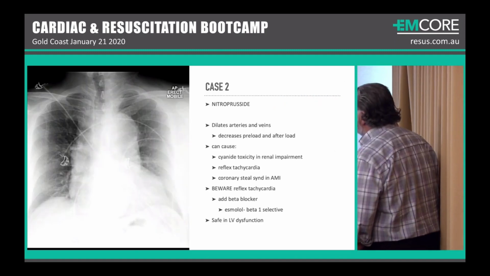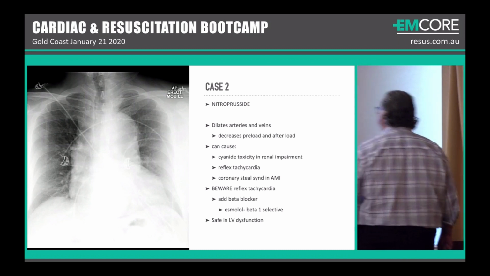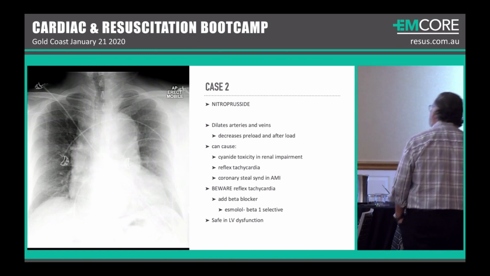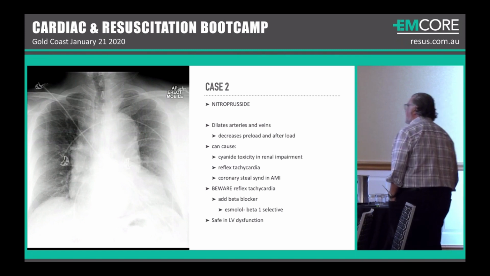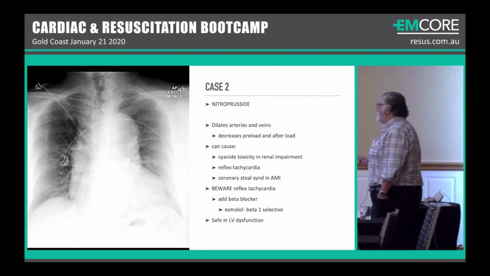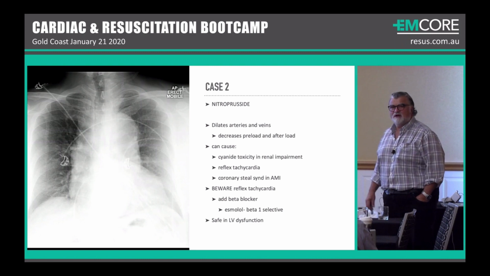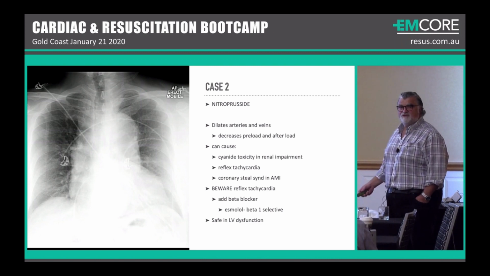What about Nitroprusside? It's very similar. Cyanide toxicity and renal impairment, sure. Again, a reflex tachycardia is the problem. And if we're going to use this, we're going to have to add some other kind of beta blocker. Esmolol is probably the safest, shortest acting beta blocker that we have that we can use.